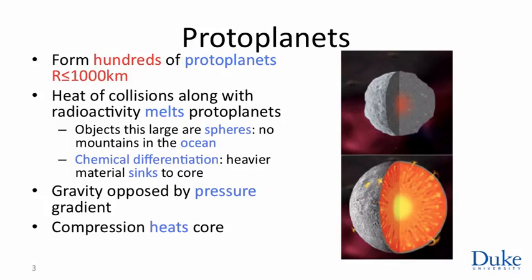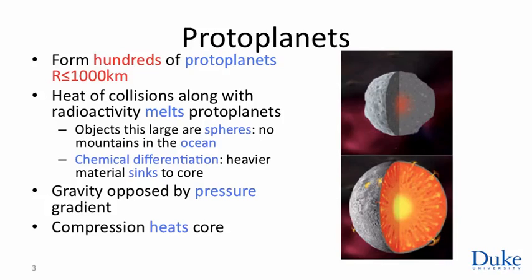One is the heat of the collisions and the Kelvin-Helmholtz heating from converting gravitational potential energy as objects collide into heat, along with the radioactivity. The heat released by the radioactive elements that are trapped inside melts a protoplanet. When you reach a size of about 1,000 kilometers, you melt. This is very important. Things that melt are going to be spherical. Why are they going to be spherical? Well, because gravity flattens them out to the form of a sphere.